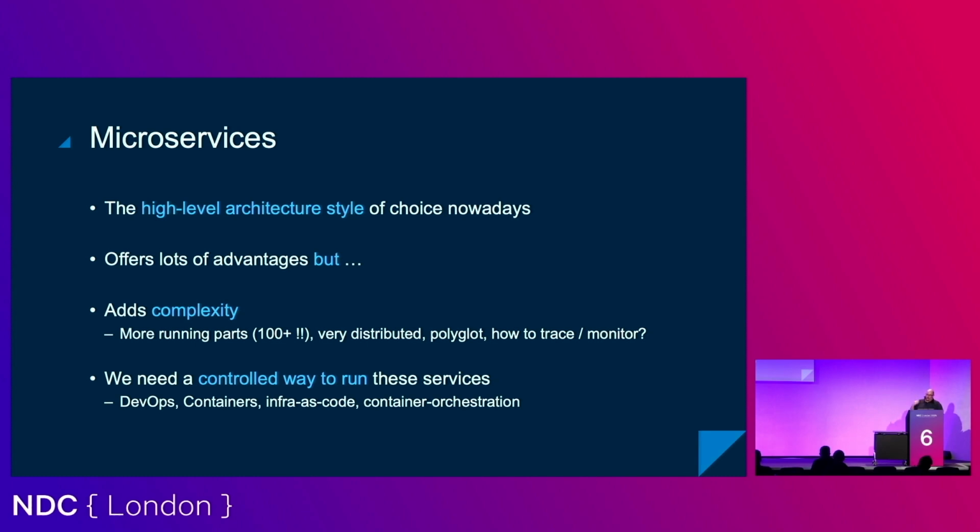So to run these services, we need some controlled way of doing that. And then you see practices like DevOps, containerization, which is obviously nowadays almost everywhere. Things like infra as code. We want to do everything as code, so we can version it and put it into a version control system. And obviously also container orchestration, because if you have multiple containers that have to collaborate, then you need some kind of orchestration. And that's where Kubernetes comes in.